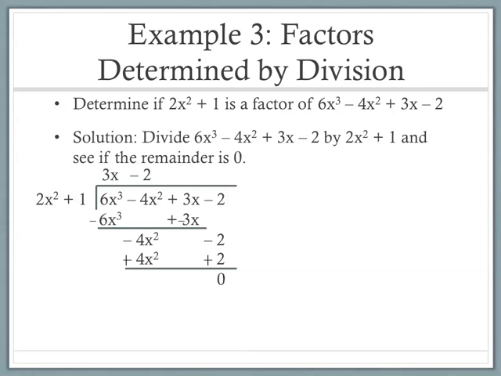So because the remainder is 0, we know that 2x squared plus 1 is a factor. In fact, we also know that 3x minus 2 is a factor as well. So both whatever you're dividing by, the divisor, and the quotient, your answer, will be factors if the remainder is 0.